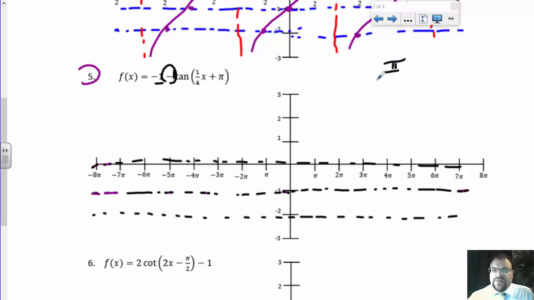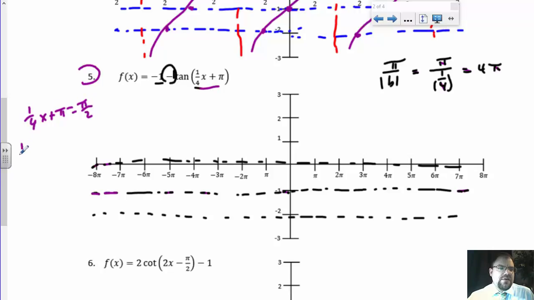It's pi over the absolute value of b. b is in this case 1/4, so it's pi over 1/4, which becomes 4 pi. As you can see, I've already marked that off and quartered it for you. We're going to set this equal to pi over 2 again for tangent, so we say 1/4 x plus pi should equal pi over 2. That means 1/4 x, when I subtract pi from both sides, will be negative pi over 2. And then multiply both sides by 4. So x should equal negative 2 pi when you do that. So that's what your first asymptote will be. So negative 2 pi, that is an asymptote.